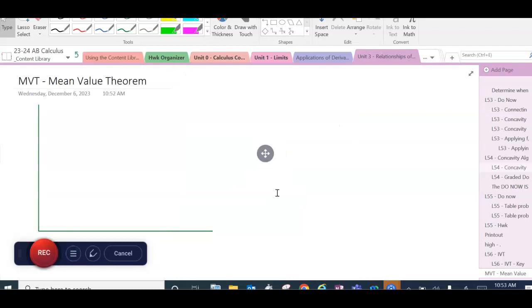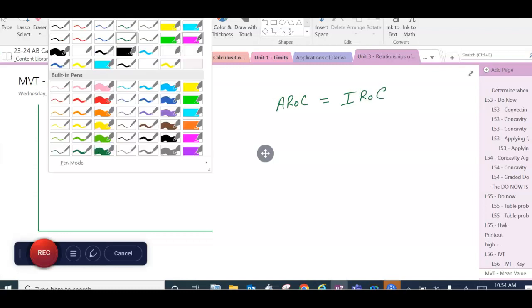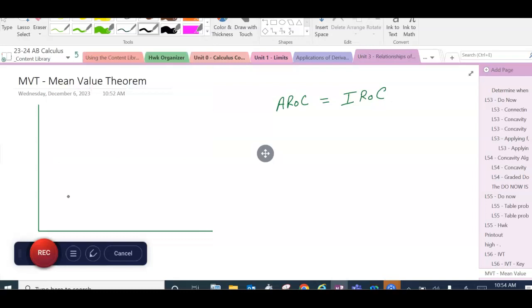So we're going to start with the mean value theorem. First of all, we're going to talk about what it is. Simply put, it is AROC, or average rate of change, equals IROC, instantaneous rate of change, as long as you meet the key criteria. What is the key criteria? You have to have a nice, smooth, so differentiable function.